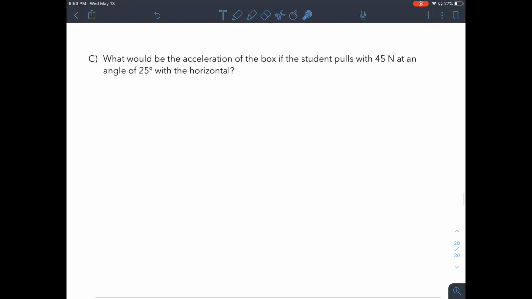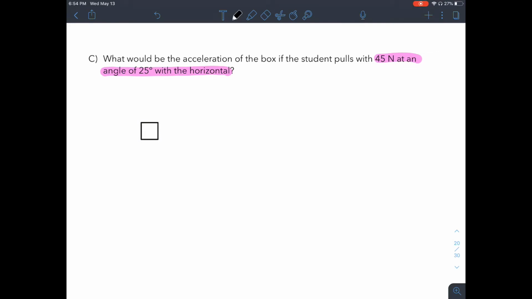Now, part C for this question is going to be very similar, but now this student is going to pull this box at an angle of 25 degrees with the horizontal. Same amount of force, but now they're pulling it at an angle. So we're going to follow very similar steps to this, except we are going to pull at an angle. So first step, free body diagram.